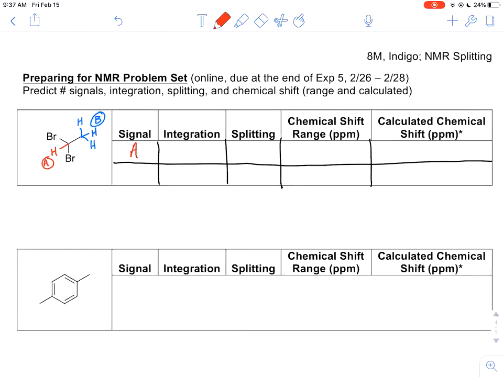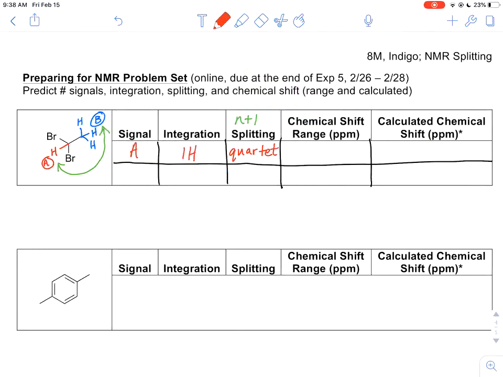Signal A would integrate to one proton because there's only one hydrogen in that molecule that is next to those two bromines. Signal A is next door to B. There are three B's. Remember, splitting goes by the n+1 rule. So in the case of A's signal, A has three neighboring protons, so it's going to be split into four signals or four peaks, and this is known as a quartet. So again, A has three neighbors, 3 + 1 is 4, and that splitting pattern is a quartet.